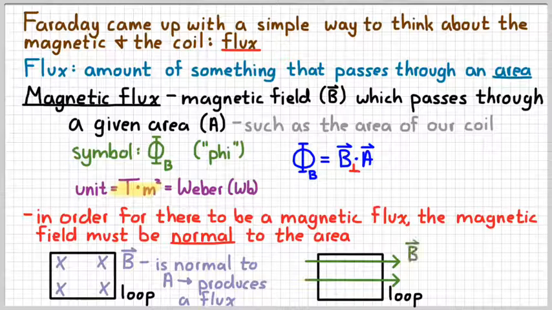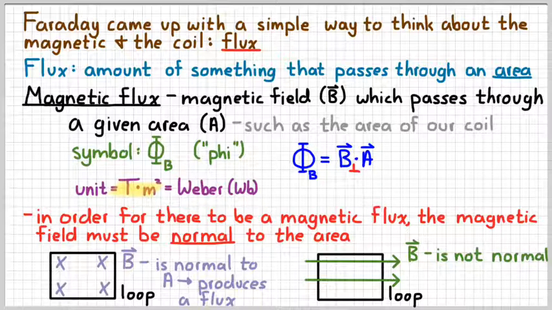If we take the magnetic field and we turn it to the right, now the magnetic field is not normal to the area. It does not pass through the loop, rather it passes parallel to the loop. And so in that situation, we would not have any flux.